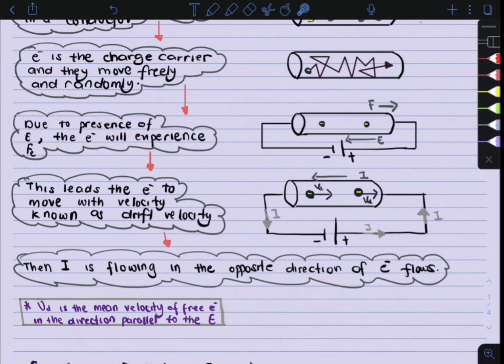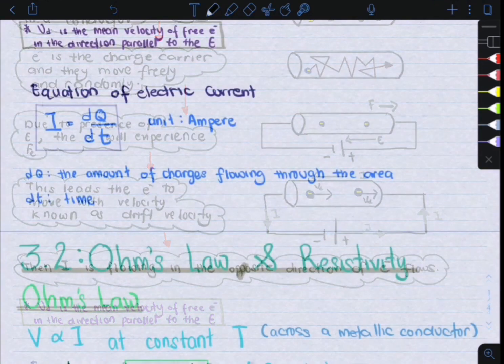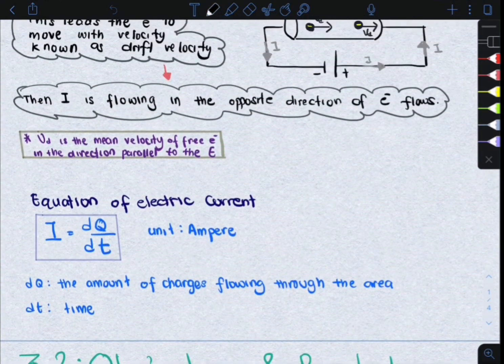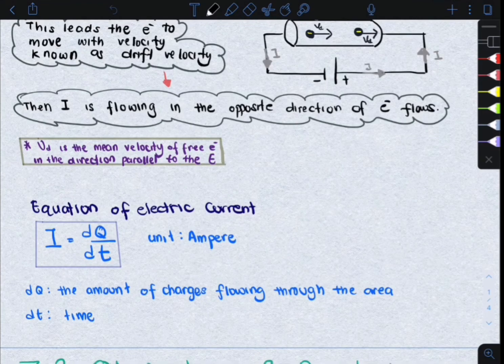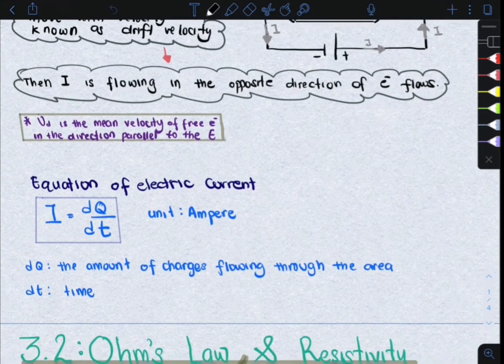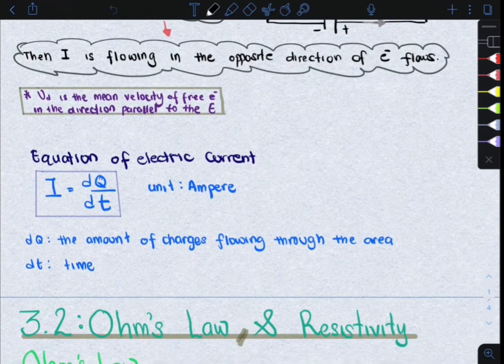Okay, and as we know, the current pula flows from the positive terminal to the negative terminal. As you can see here, the electron is moving from negative to the positive terminal, and current is moving from positive terminal to the negative terminal. So we can deduce that the current is flowing in the opposite direction to the electron flow. As I've mentioned before, the electron is going to flow with the velocity known as drift velocity. This drift velocity is the mean velocity of free electron, which is in the direction parallel to electric field.